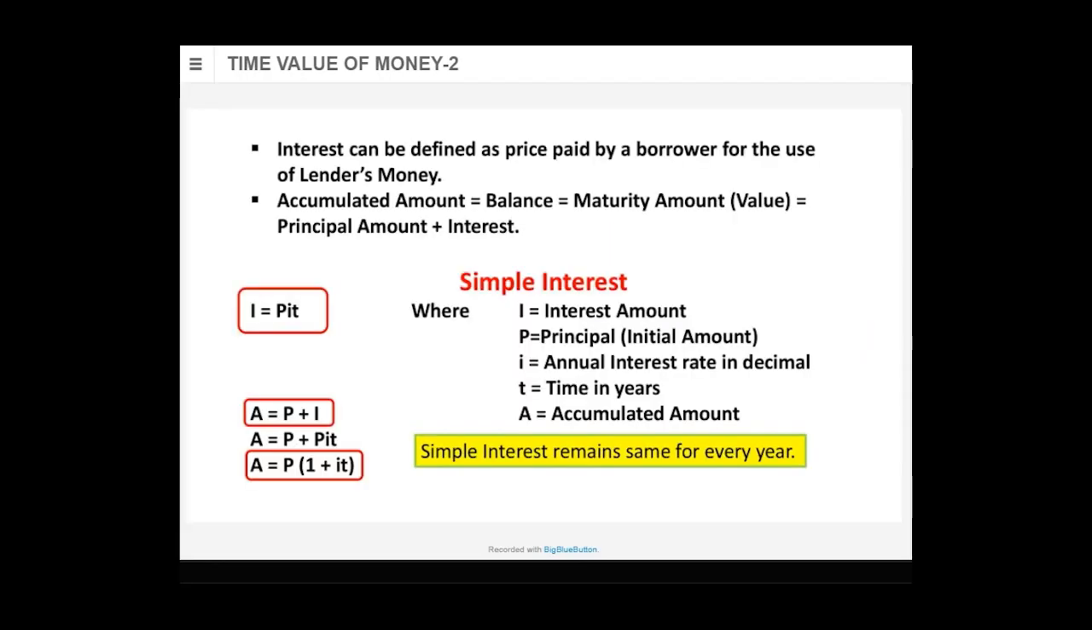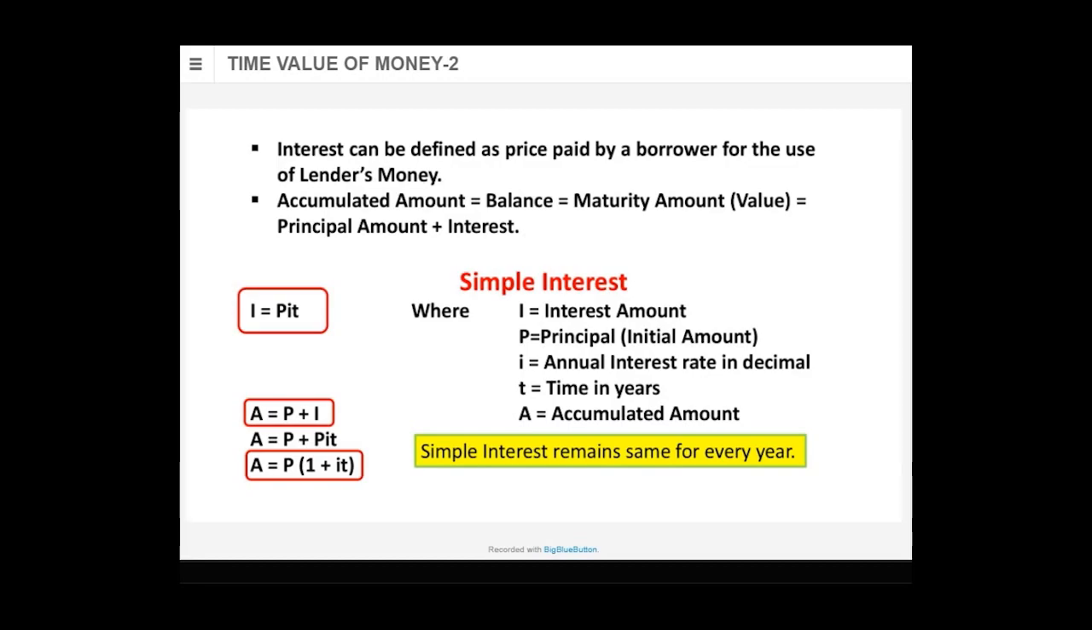So 4 parts. Right now we are doing simple interest. This we have done yesterday. I'm revising again. 3 formulas to remember. One is I = PRT. Interest can be defined as the price paid by the borrower for the use of the lender's money. आप दूसरे का पैसा use करते हैं, therefore you have to pay interest. Then accumulated amount is also called balance, also called maturity amount. And maturity amount is equal to principal amount plus interest.